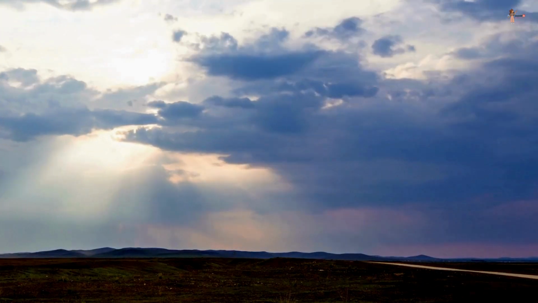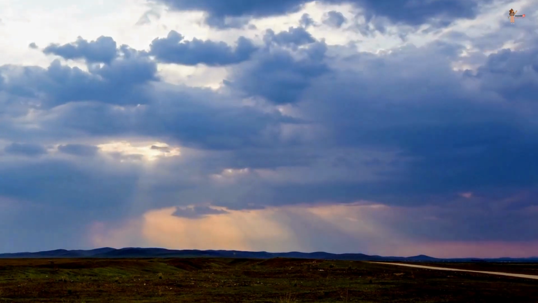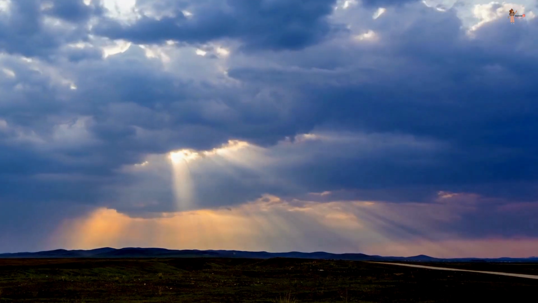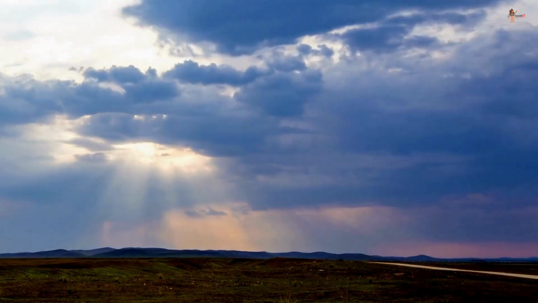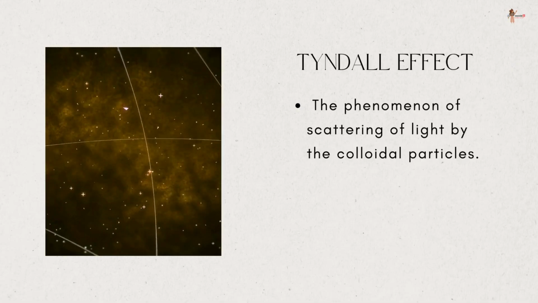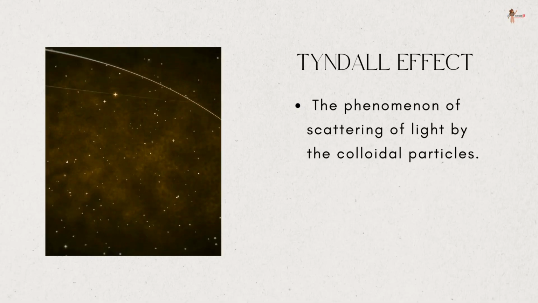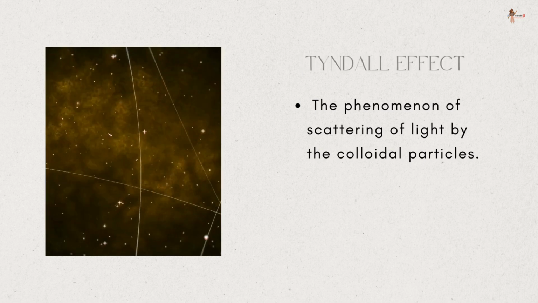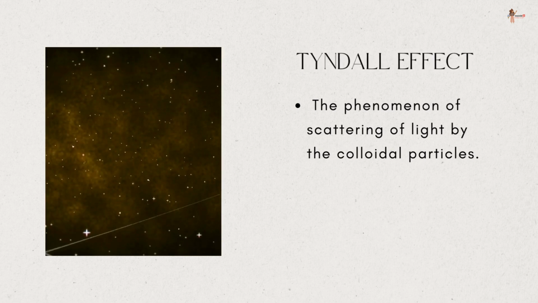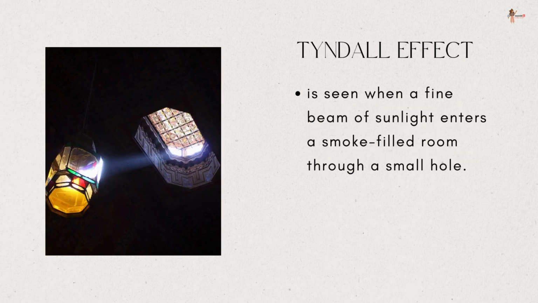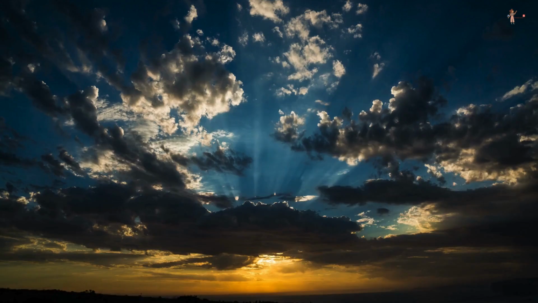When a beam of light strikes such fine particles, the path of the beam becomes visible. The light reaches us after being reflected diffusely by these particles. The phenomena of scattering of light by the colloidal particles gives rise to Tyndall effect, which you have studied in class 9. This phenomena is seen when a fine beam of sunlight enters a smoke filled room through a small hole. Thus, scattering of light makes the particles visible.